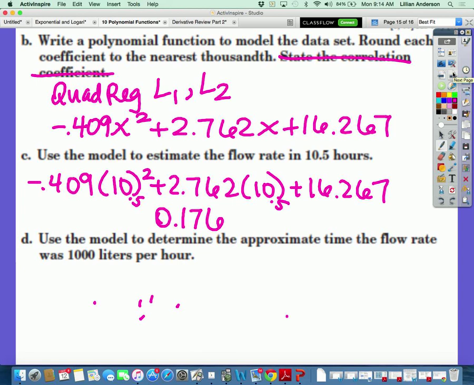Yes? Mm-hmm. So you would technically times this by 100 to figure out exactly how many liters per hour. Okay? So you could do that, or you could leave this 0.176.